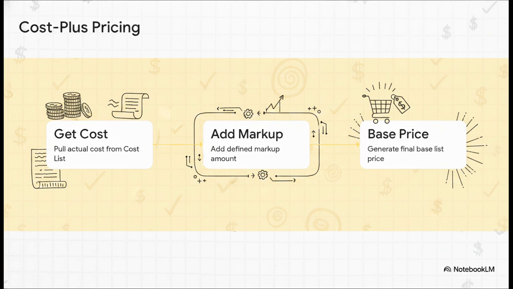It's a highly logical step-by-step calculation. Step 1, determine cost. Step 2, add markup. Step 3, generate the base list price. And what's great is that this ensures your pricing is always strictly rooted in your actual costs, which, by the way, can even be pulled in real time straight from your costing systems.